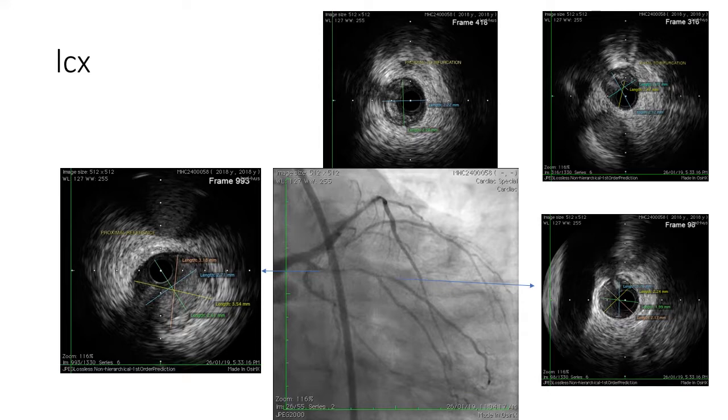So then we did LCX. It was a bit straightforward. There is no calcium in LCX, so we directly went ahead with balloon dilatation. Initially I showed it's a 2 mm size vessel. The distal reference was 2 mm and the proximal reference was almost 2.75. So we decided to go ahead with a 2.25 stent and with proximal post-dilatation with 2.75.